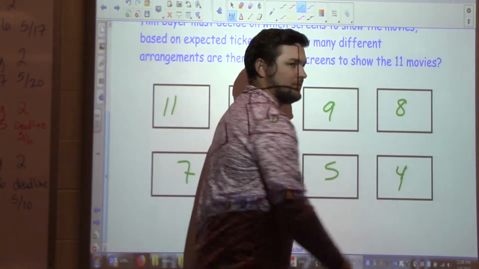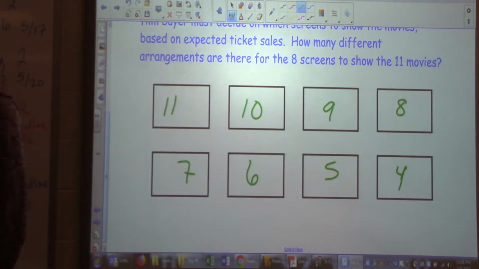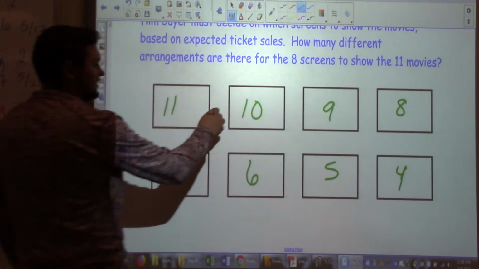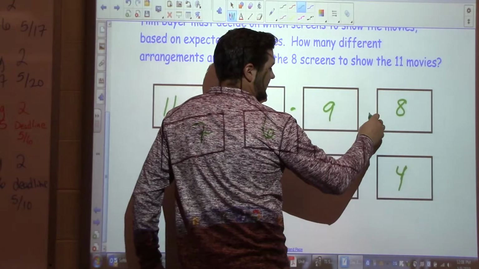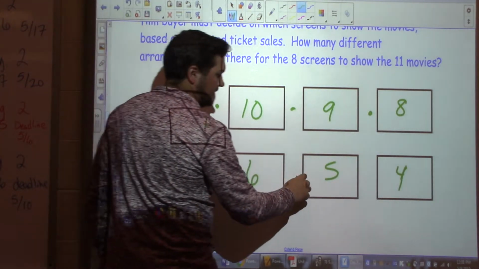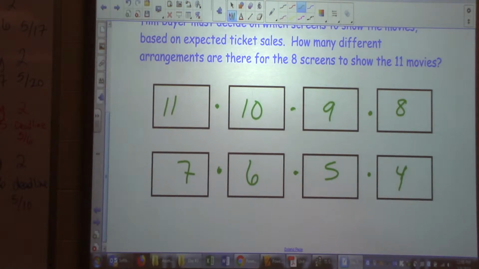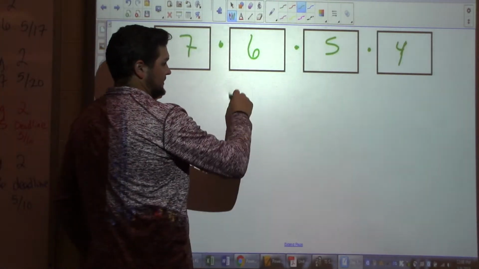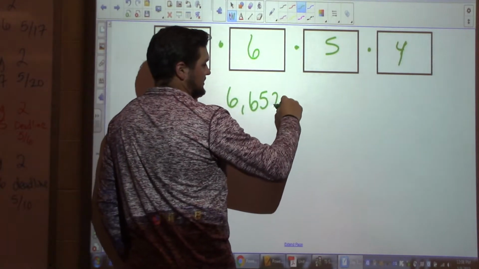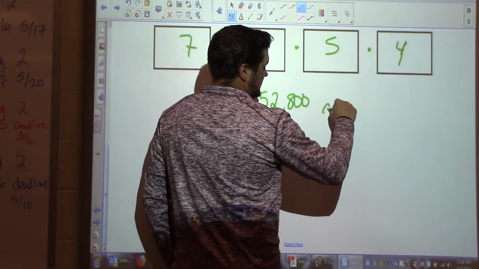Because I don't do 3, I don't do 2, don't do 1. But I can multiply these parts together to figure out how many different ways I could show it. How many different arrangements I could have for all the different movies. It's going to be a lot. 6,652,800 arrangements.